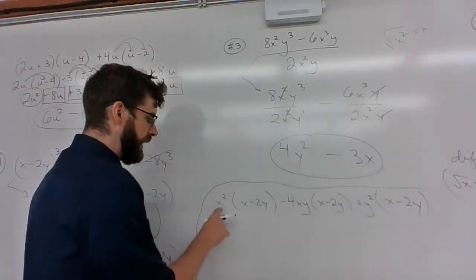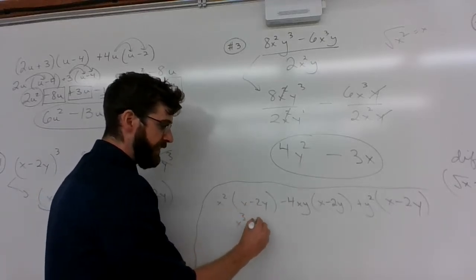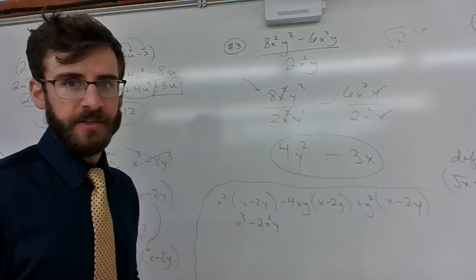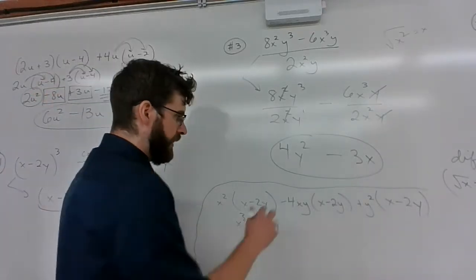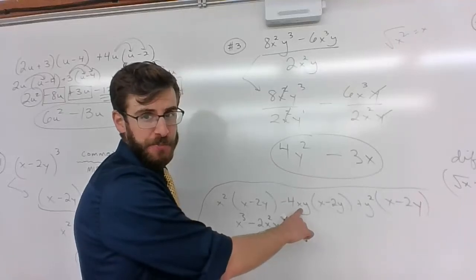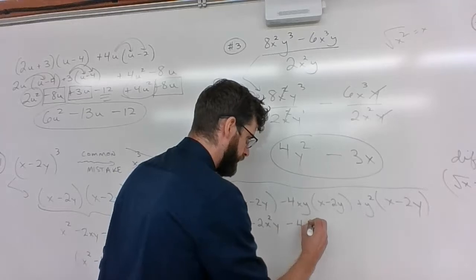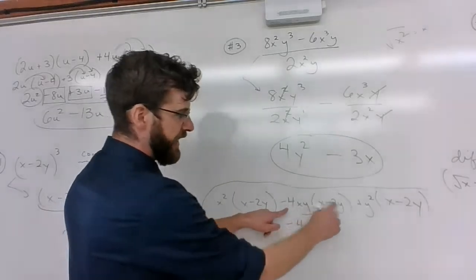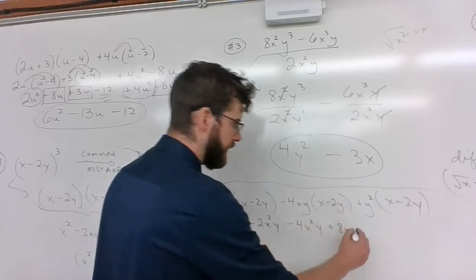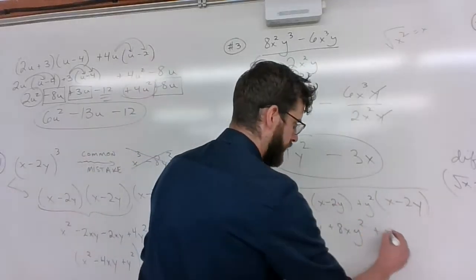Keep going. X squared times x is x cubed. X squared times negative 2y is negative 2x squared y. Just keep things in alphabetical order. That seems like the natural order of things. Negative 4xy times x just bolsters the x exponent to a 2. And then this negative times a negative makes a positive 8xy squared. And then this will be xy squared.